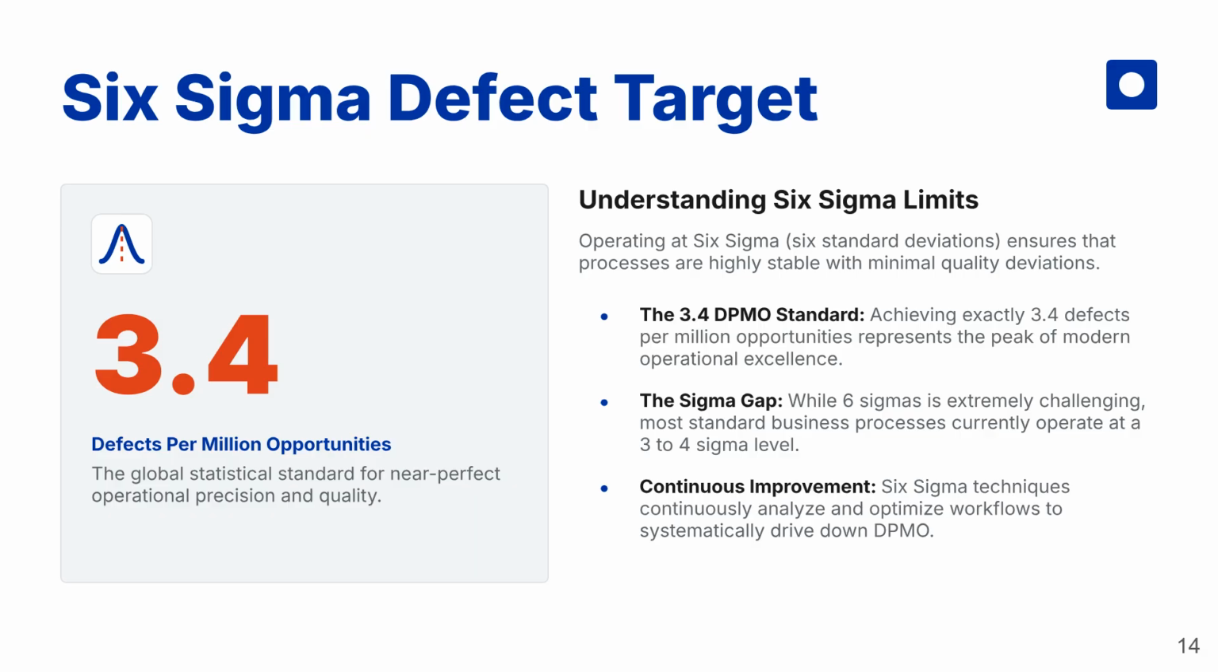Reaching Six Sigma quality is challenging, because many business processes naturally experience variation. In reality, most organizations operate between the 3 Sigma and 4 Sigma levels, where defect rates are considerably higher. Six Sigma provides a structured methodology to analyze these processes, identify the causes of defects, and continuously improve performance until the defect rate is significantly reduced.